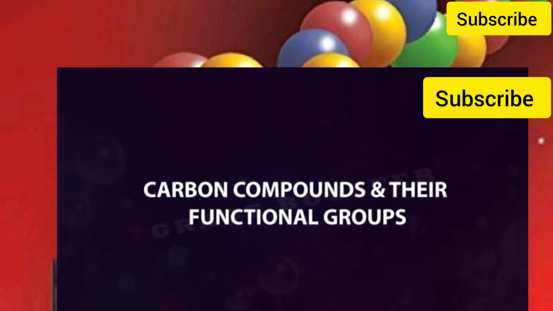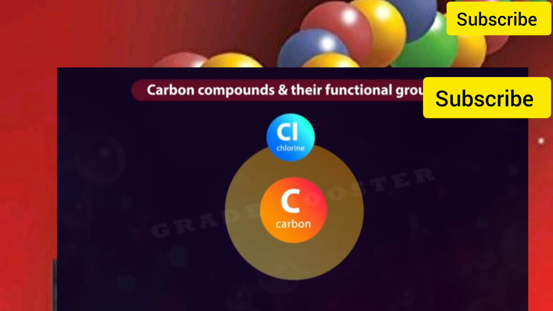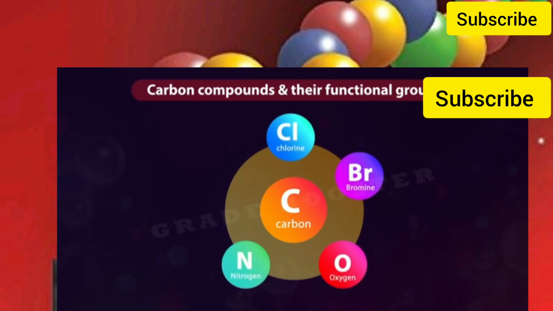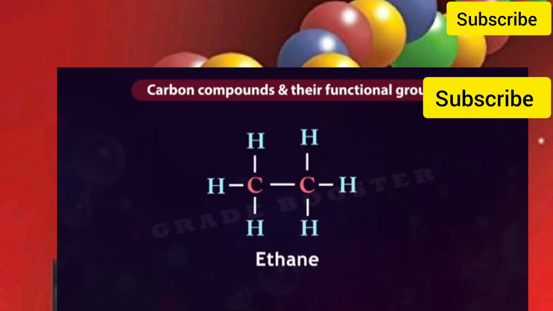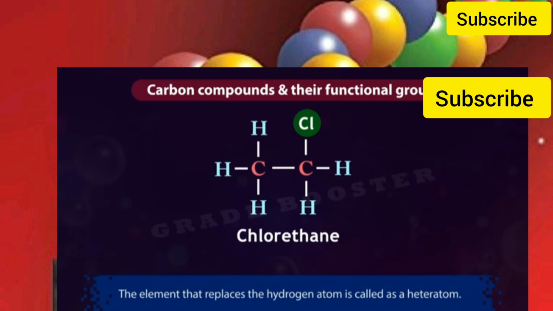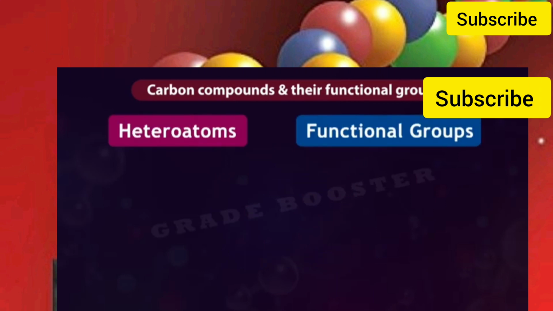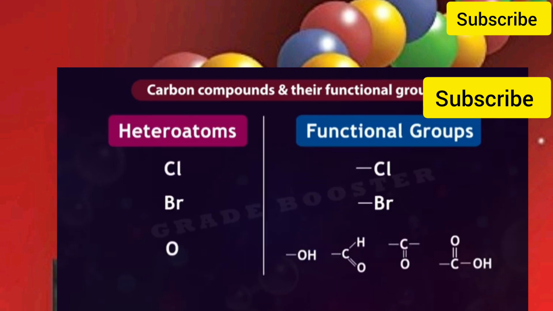Carbon compounds and their functional groups. Carbon can form bonds with other elements like chlorine, bromine, oxygen, nitrogen, and sulfur and forms new compounds. New carbon compounds are formed when a hydrogen atom of the hydrocarbon chain is replaced by an element. The element that replaces the hydrogen atom is called a heteroatom. For example, here a hydrogen atom of this compound is replaced by a chlorine atom. So here chlorine is the heteroatom. These heteroatoms form the functional groups of the compounds.